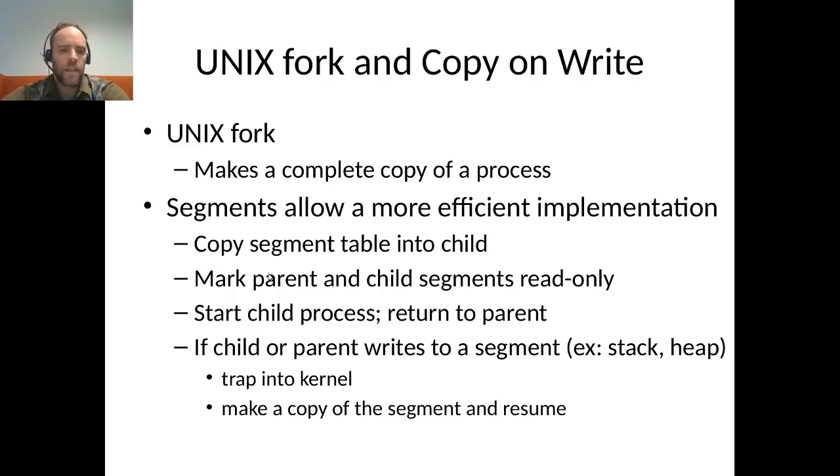So the way this would work with a fork is that we copy the segment table into the child. So at this point, we're pointing to the same physical memory. We mark the parent and child segments as read-only, start the child process, and return to the parent. Remember, we get a return value from fork. So the child process gets 0, and the parent gets the process ID of the child process.